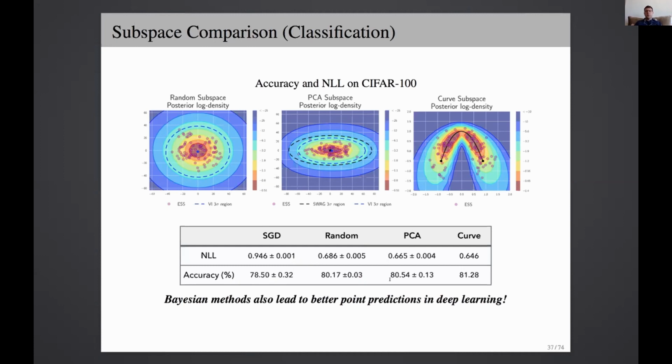And then if we use the PCA subspace, we go up to 80.54%. If we use the curve subspace, we go up to 81.3%. And so these are very non-trivial gains in accuracy, especially considering that we're just recycling geometric information in the SGD trajectory to do this scalable Bayesian model average.